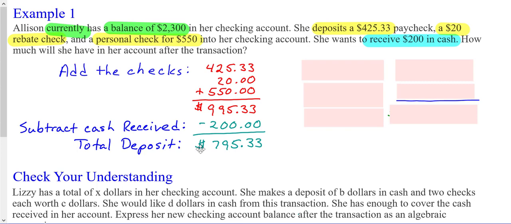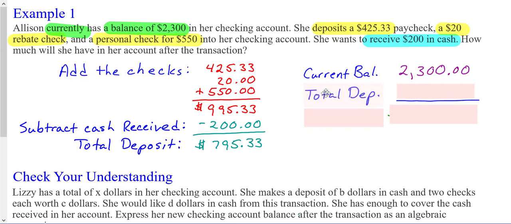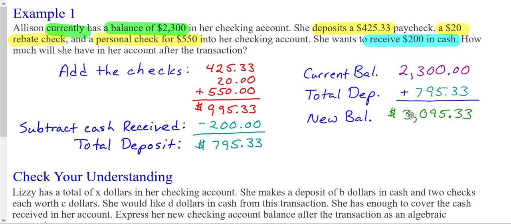$795.33. The next step is we want to see how much she is going to have in her account after the transaction. So the first thing we want to start with is our current balance, which is highlighted in green. So that is $2,300. The next is we want to add our total deposit to our current balance. That's $795.33. And when we add them together, it'll give us our new balance of $3,095.33.